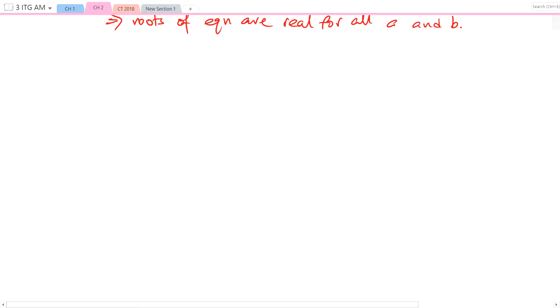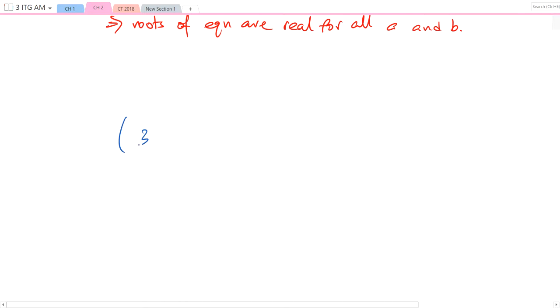Yes, there is another possibility that the discriminant could be greater than or equal to 0 when it is not a perfect square. Let me give you an example. Okay, let's try this. p squared plus 1. Is this greater than or equal to 0?